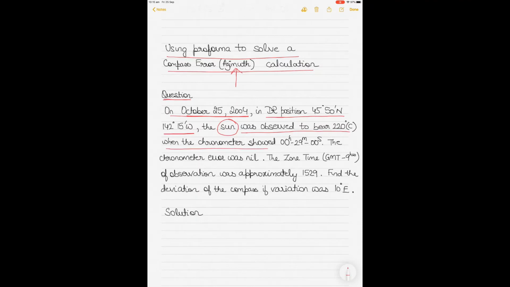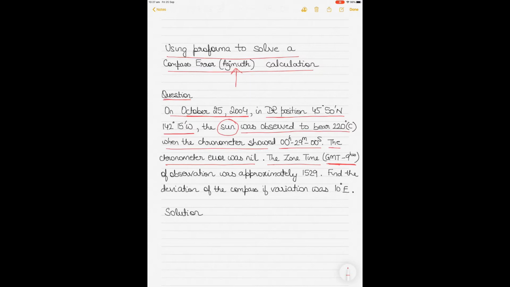The chronometer showed the time 00:29:00, so that is 00 hours 29 minutes 00 seconds, and the chronometer error was nil. There was no chronometer error. The zone time was GMT minus 9 hours. So of course you are in west longitude, and if you are in west longitude, you are running behind GMT. GMT is ahead of you, so the zone is -9 based on your longitude.